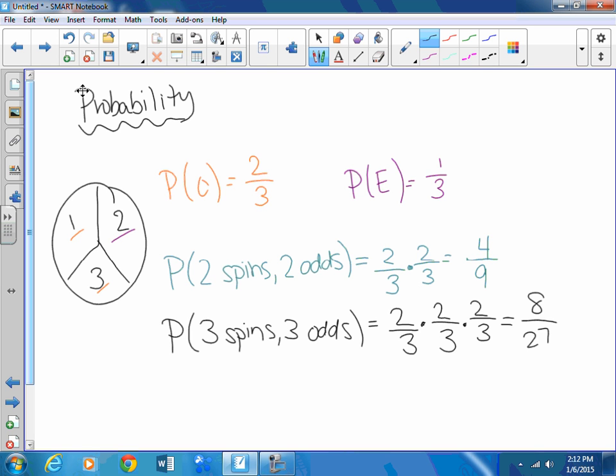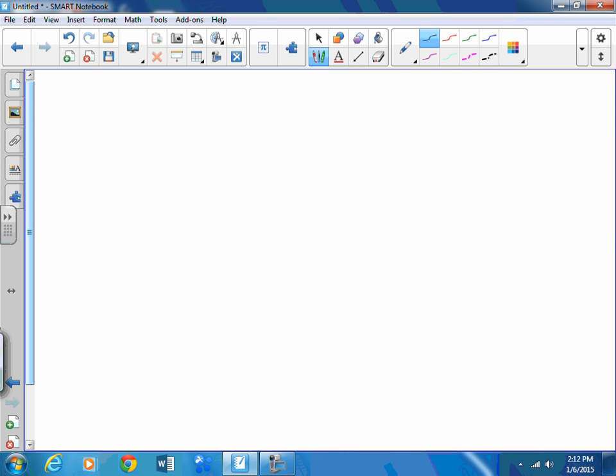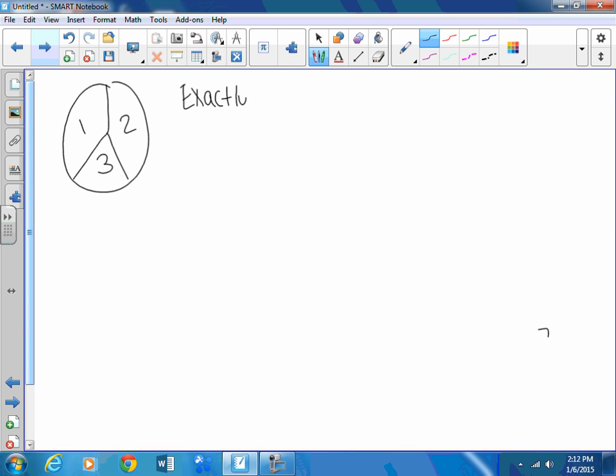Instead of just saying given 2 spins getting 2 odds, or 3 spins getting 3 odds, what if given 3 spins I want exactly 1 odd? Or given 4 spins I want exactly 1 odd. So now it's not just in general getting odds, I want the probability of only getting 1 or 2 or 3. So we're doing exact probability. I'm going to keep with this spinner and go to another page. I've still got 1, 2, and 3. Let's do the probability of getting exactly 1 odd.